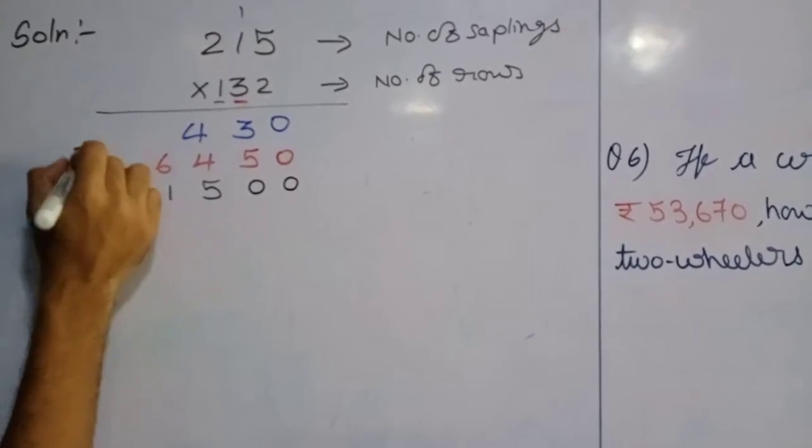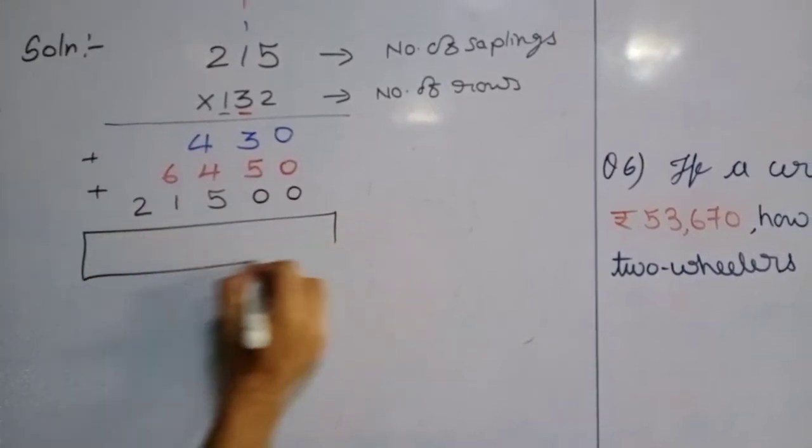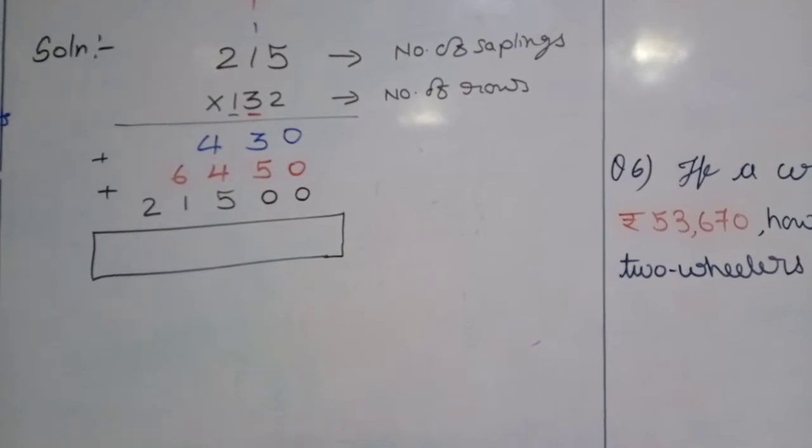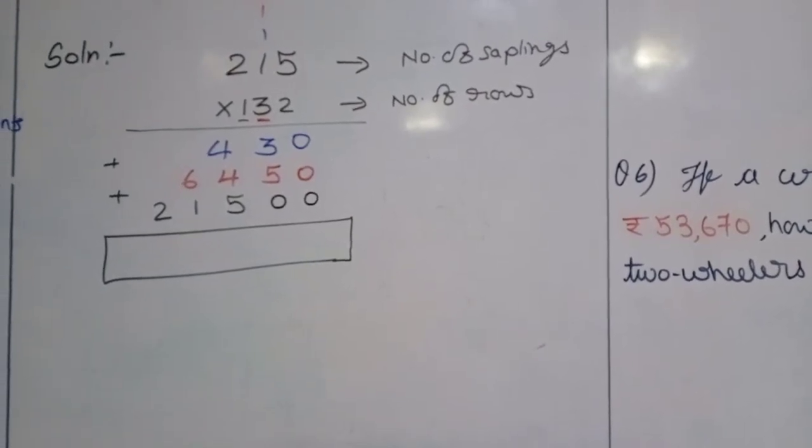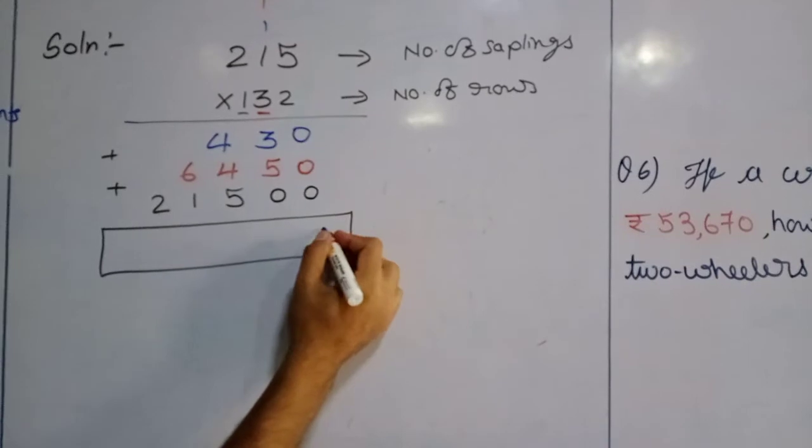Now we start. 1 5 is 5, 1 1 is 1, 1 2 is 2. Put the sign of plus. Now we are going to do the addition of all these three numbers. So 0 plus 0 plus 0, that is 0.